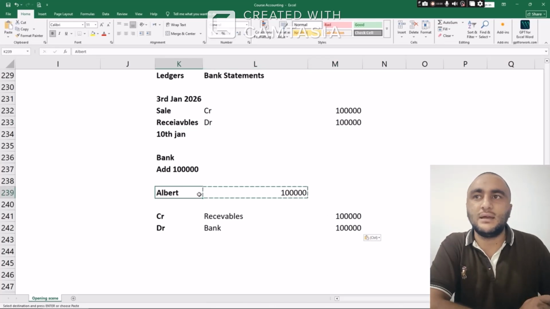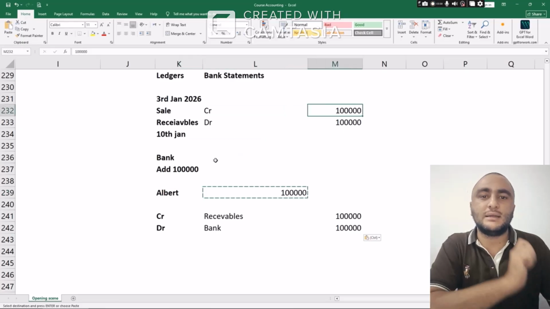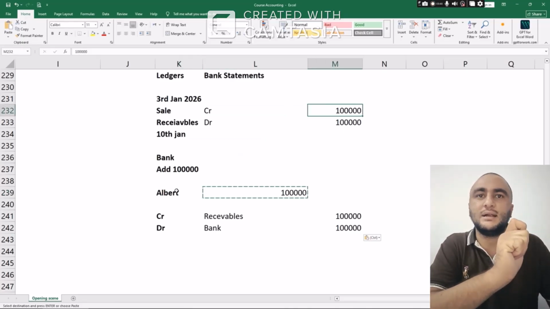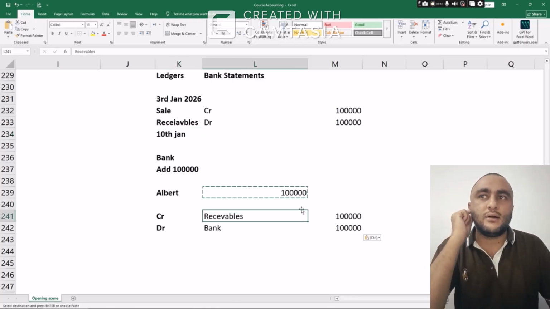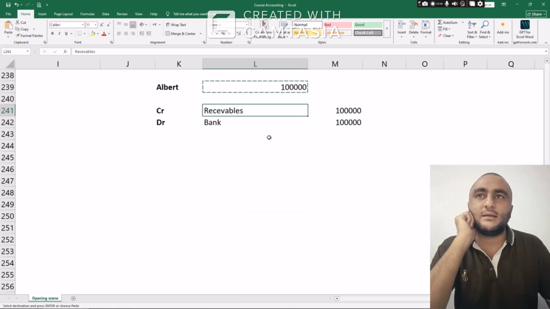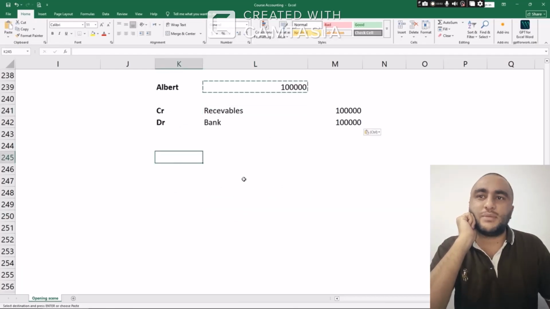As you have selected partner Albert, if you see Albert's ledger, you will see the opening balance of 100,000 at 3 Jan. On 10th January it will be 0 as he paid in the bank, and the bank we reconciled in Odoo. So this operation is completed.